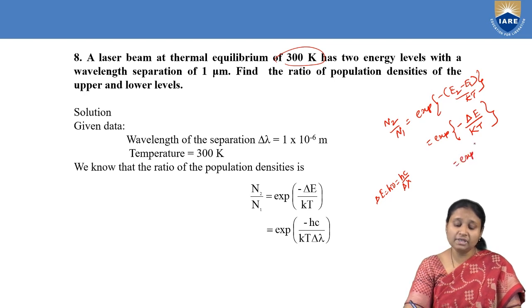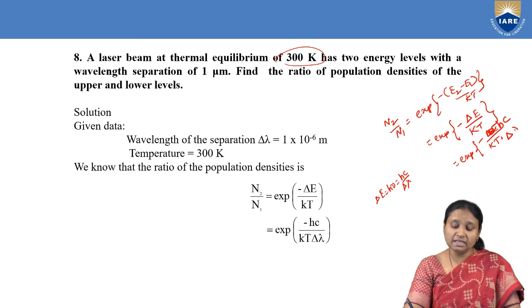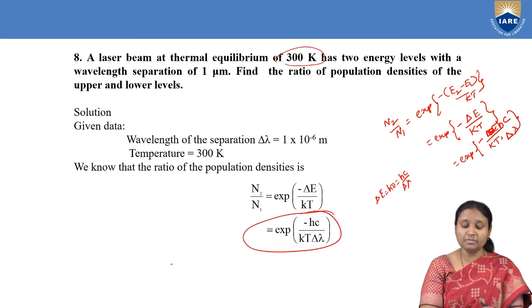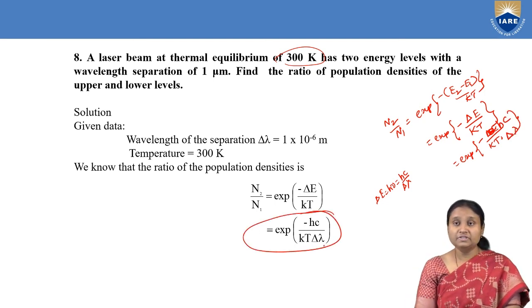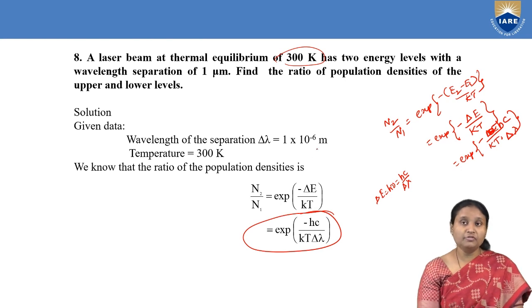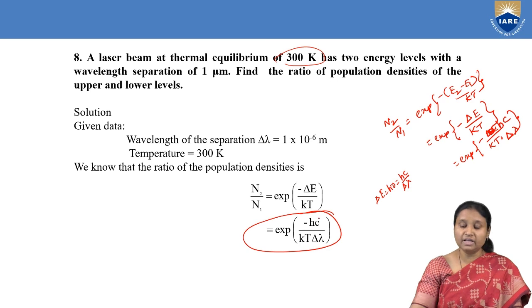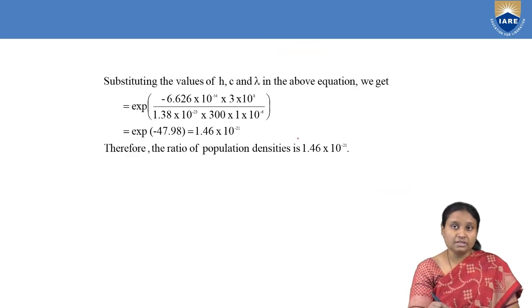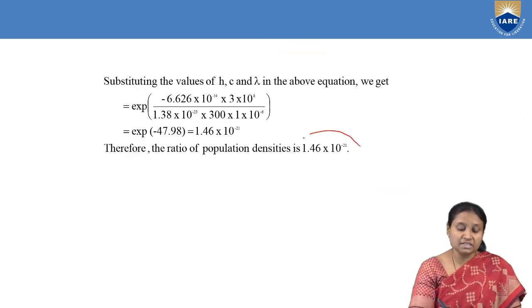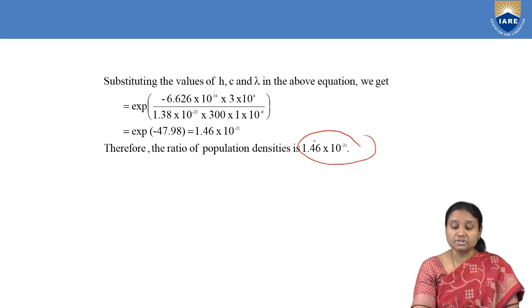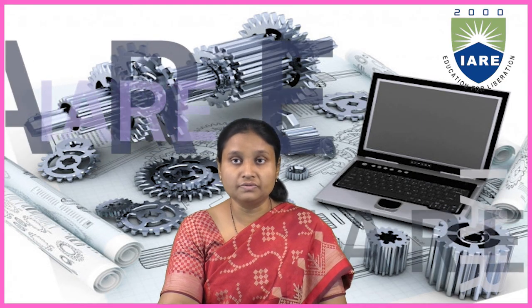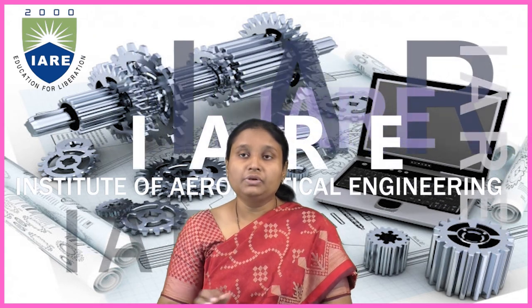So this formula will get modified as minus of hc by KT into delta lambda. So I'm making use of this formula, and we know the wavelength separation delta lambda is 1 into 10 power of minus 6 meters. We know the temperature value, we know the h value, and the velocity of light value. If we substitute all those values, our ratio of population densities comes out to be 1.46 into 10 power of minus 21.